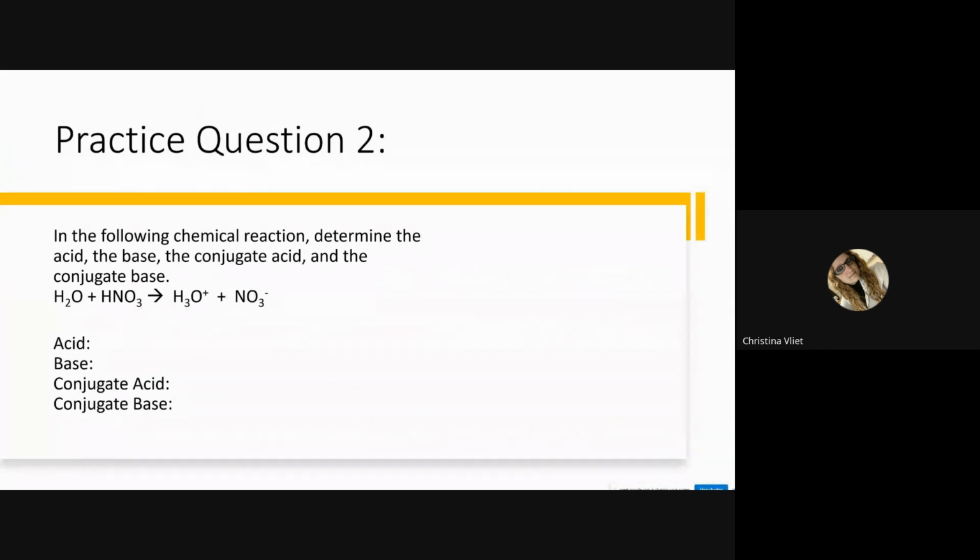Which one's more acidic, water or nitric acid? HNO3. So HNO3 is transferring its H+ to water. Water can receive that H+. So what's my acid here? The HNO3. And my base? The H2O. On my product side, what's my new acid? The NO3. Oh no, the H2O.